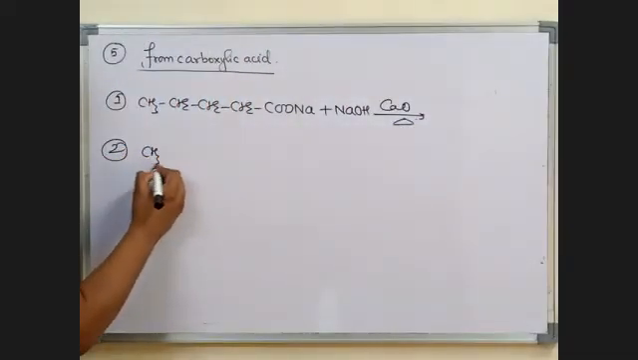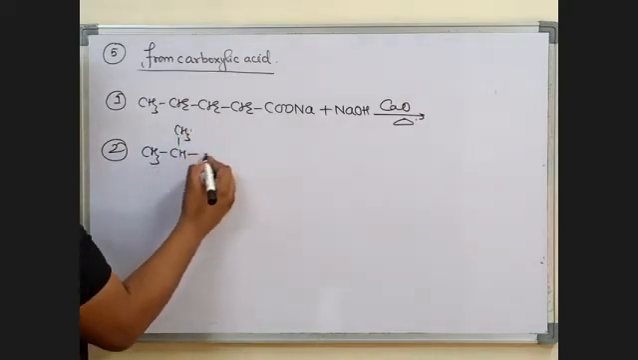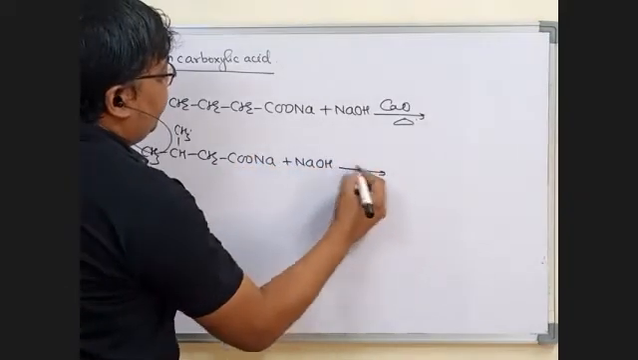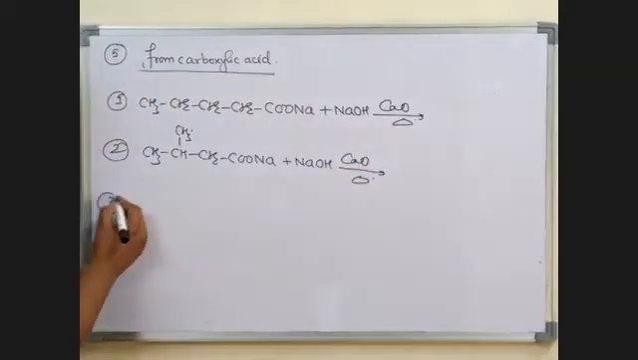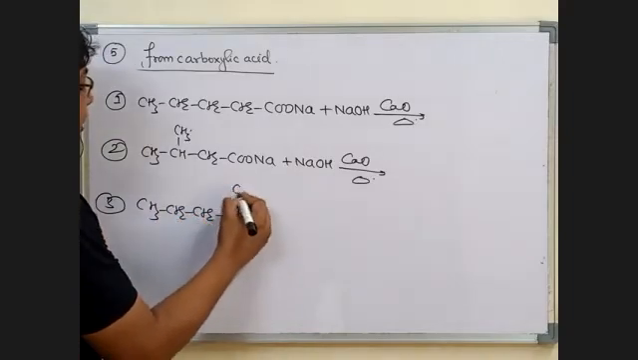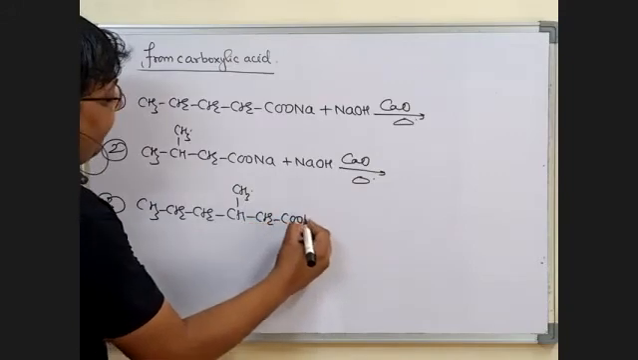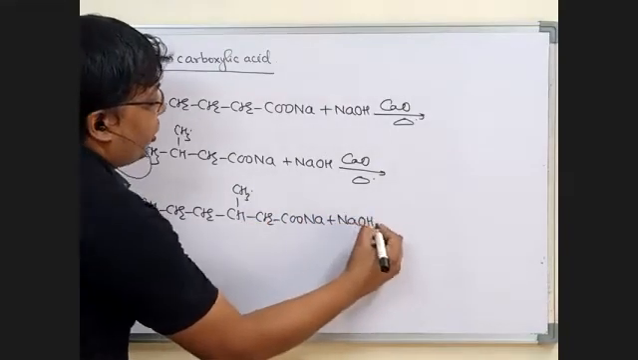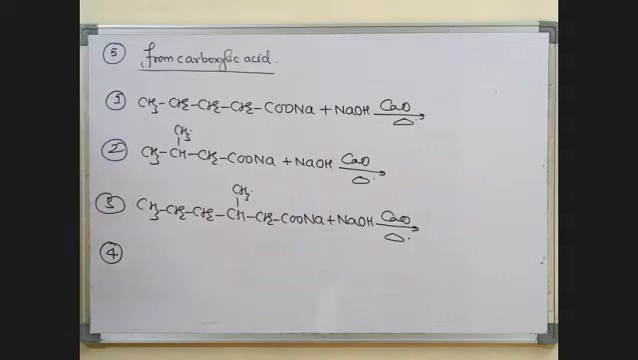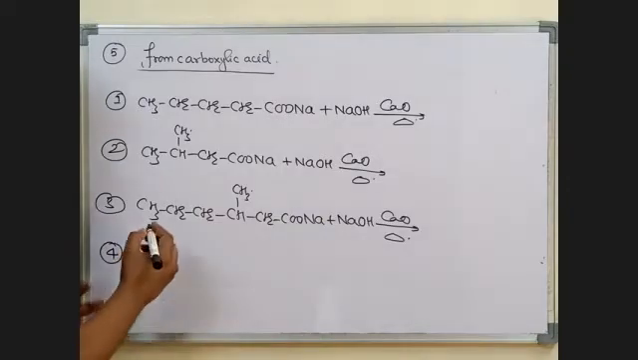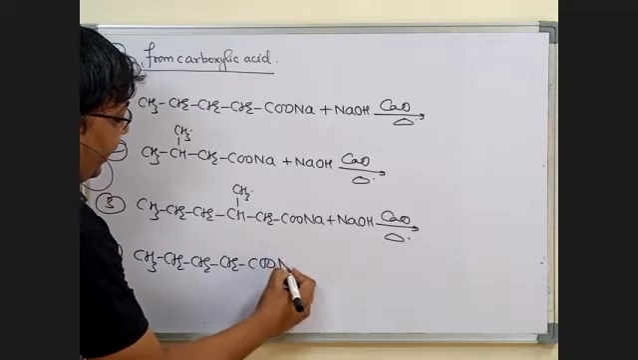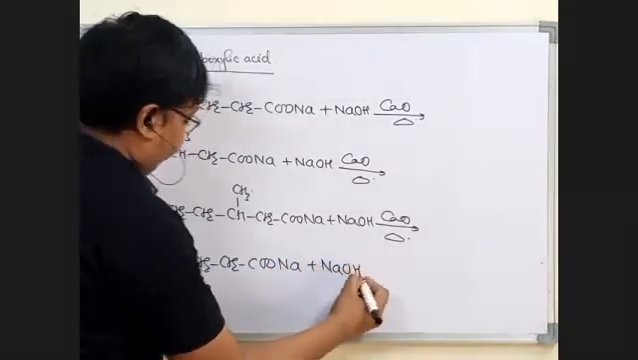Second reaction, CH3CHCH3CH2COONa plus NaOH, CaO on heating. Third reaction, CH3CH2CH2CHCH3CH2COONa plus NaOH and CaO mixture. Reaction number 4, CH3CH2CH2CH2COONa plus NaOH plus CaO.